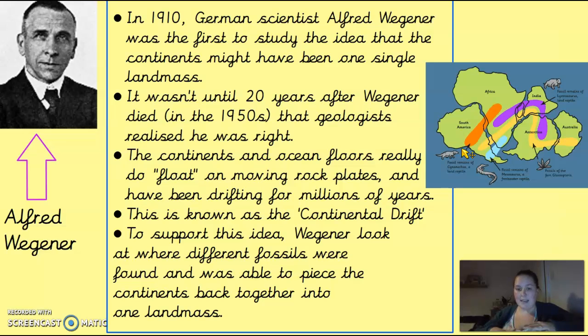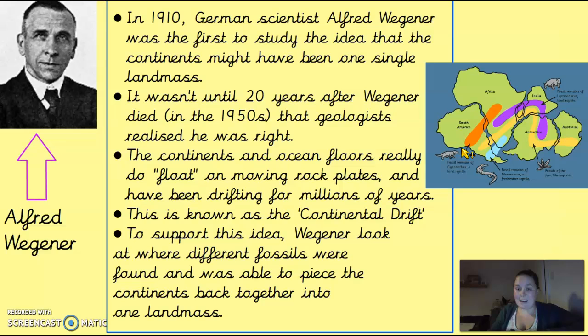The continents, the landmass, and the ocean floors, the bottom of the ocean, float on moving rock plates, and they are actually drifting, so they do move, and this is what is known as continental drift, that they can just drift and slightly move and they are floating.